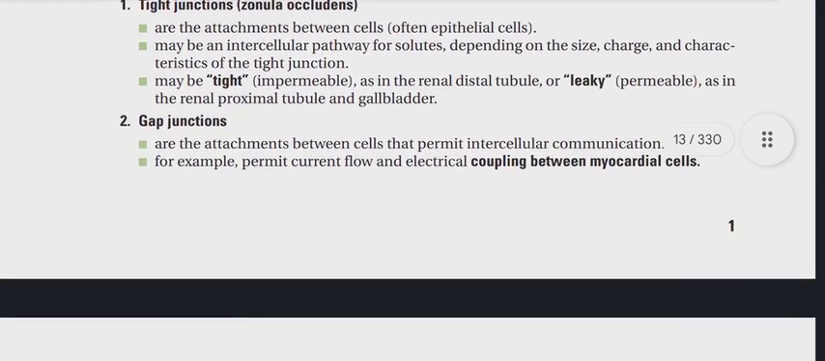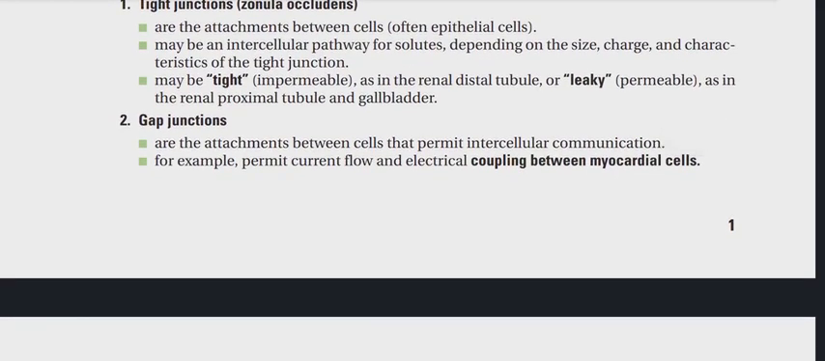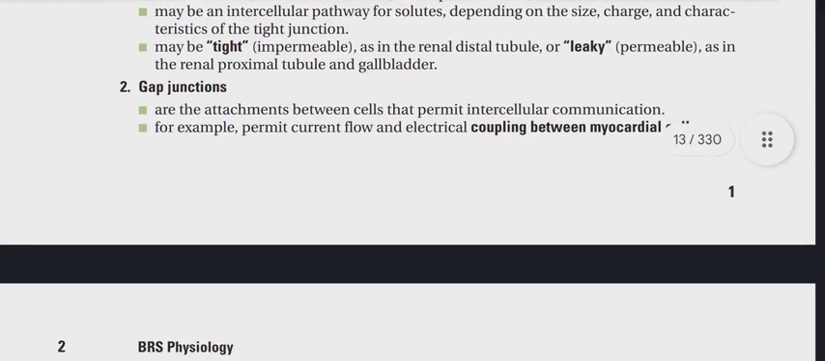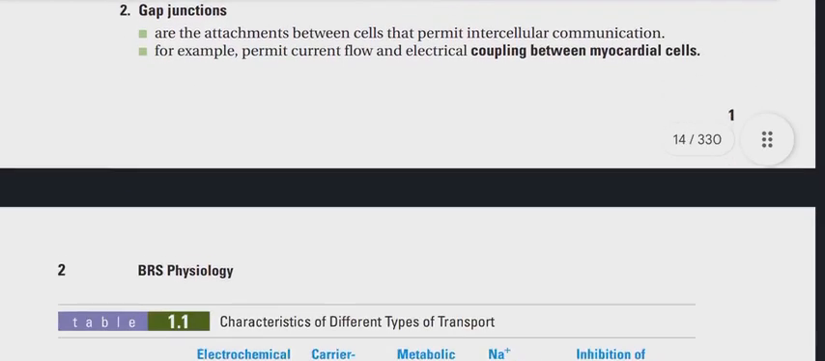Gap junctions are the attachments between cells that permit intercellular communication. For example, they permit the current flow and electrical coupling between the myocardial cells.